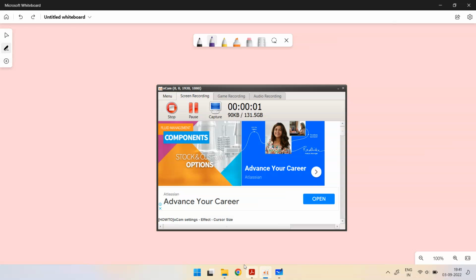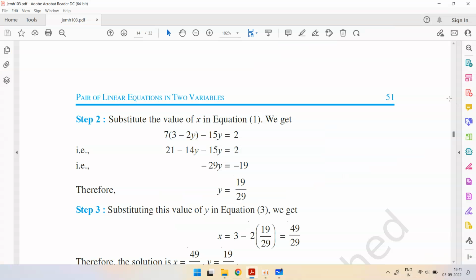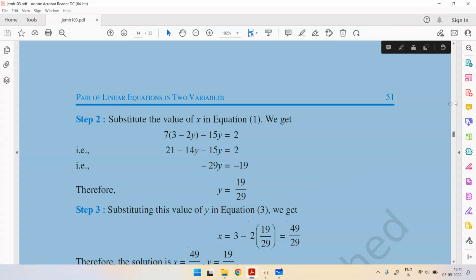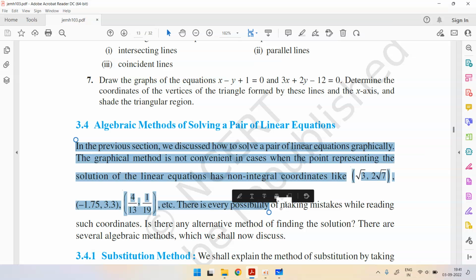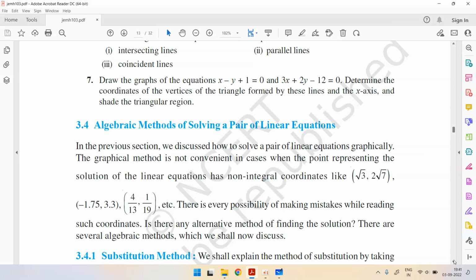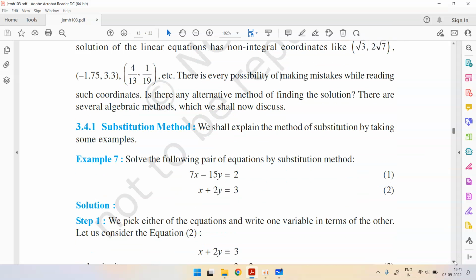So, good morning, students. In the last lecture, I completed two exercises. Now, till here, question number 7 I have completed. Now, this is 3.4, the algebraic method of solving a pair of linear equations. The first method is by substitution. Graphically, you have seen it already.